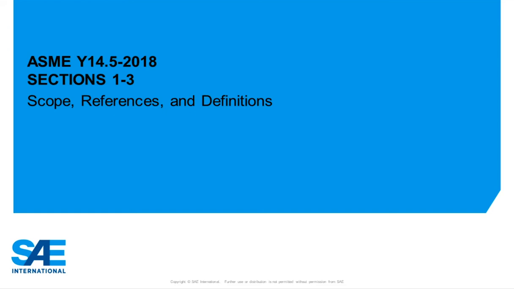So let's start with the first three sections. In the previous version of the standard, 2009, the first three sections consisted of the scope, references, definitions, fundamental rules, general tolerancing and related principles, and symbology. And in 2018, the first three sections are just focused on scope, references, and definitions. And this will be the same for all Y14 standards as they are released or updated.